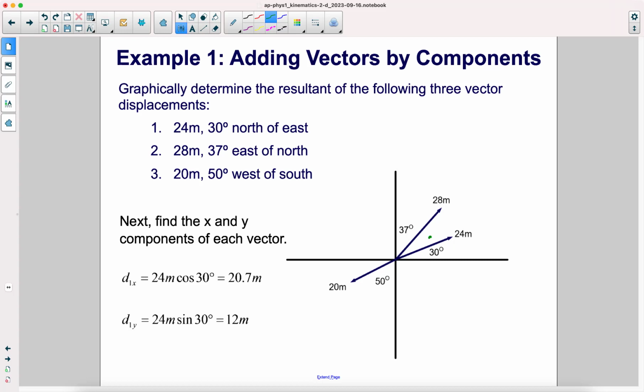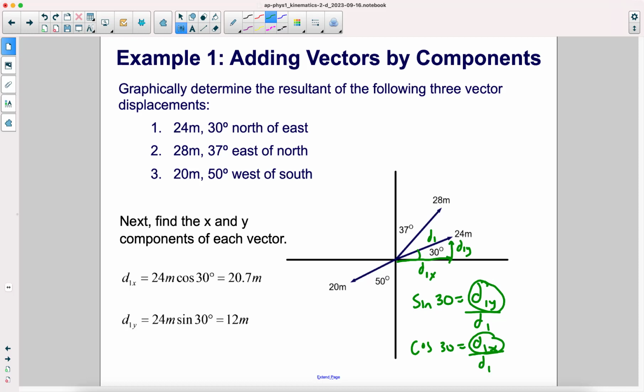We're going to start with the first vector, d1, and here's our x component, here's our y component, so this is d1x, d1y. If this angle here is 30 degrees, then sine of that angle is going to be opposite over hypotenuse. So that would be the y component over the hypotenuse. Cosine 30 is going to be the x component adjacent over hypotenuse. So that's the x over the hypotenuse.